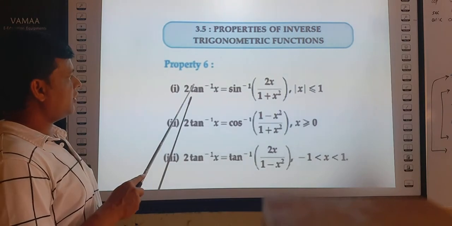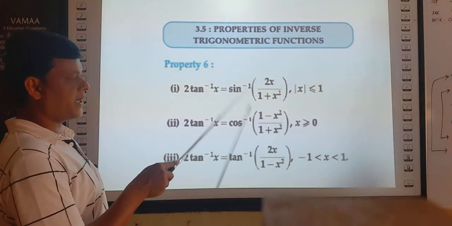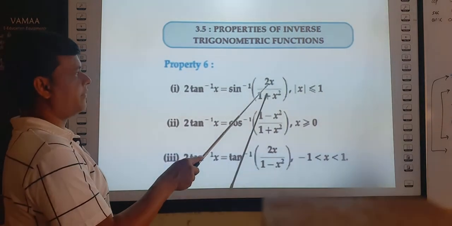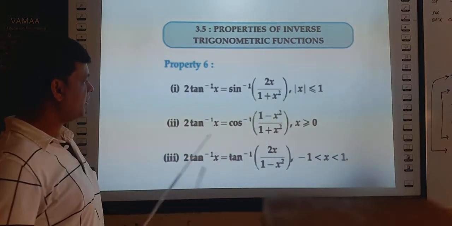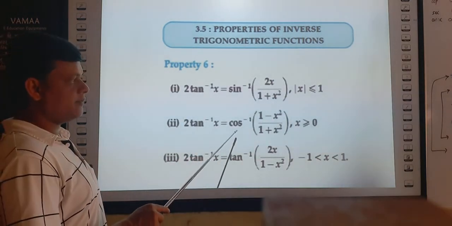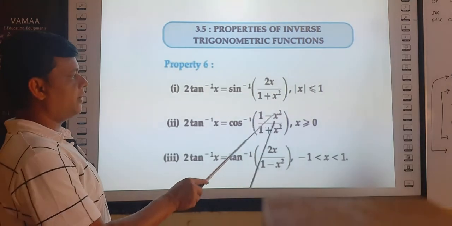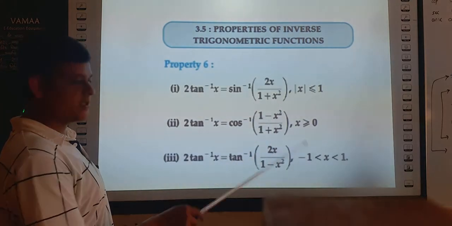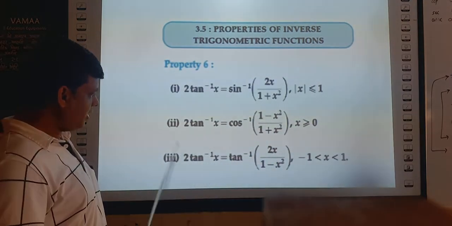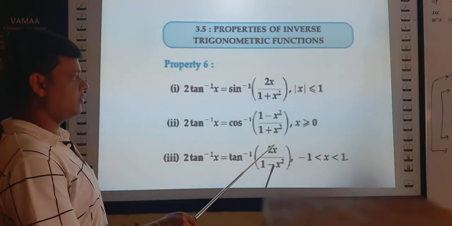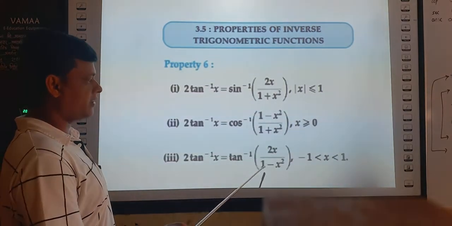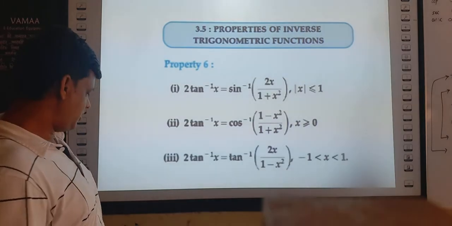Now this is for 2 tan inverse x in terms of sin inverse: in bracket 2x upon 1 plus x square. 2 tan inverse x in terms of cos inverse: in bracket 1 minus x square upon 1 plus x square. And 2 tan inverse x in terms of tan inverse: in bracket tan inverse of 2x upon 1 minus x square. This is proper.